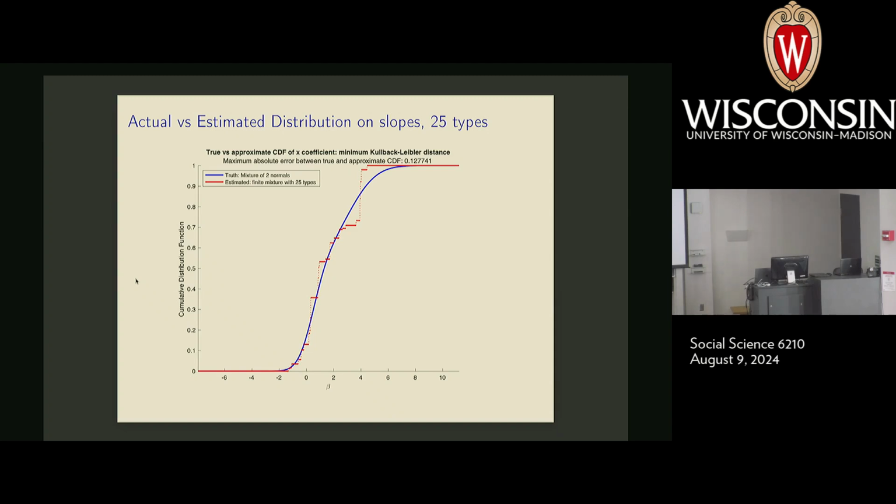So I think I'm over time, so I'll just stop there. The thing is, it's not hopeless, right? But you need panel data. Panel data. Okay, thank you.